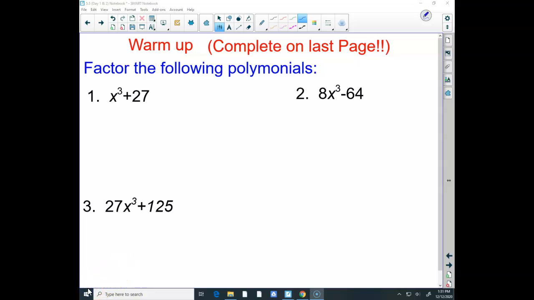Okay? Well, rather than just put the answers out here, I'm going to come here to number 1. And what's the factor that we know is in x cubed plus 27? Well, the factor we know in there is the cube root of x, which is x, plus stays there. Cube root of 27 is 3. That's the factor we know.